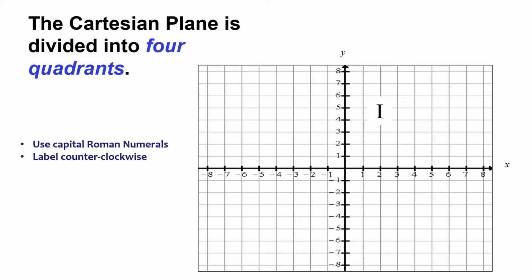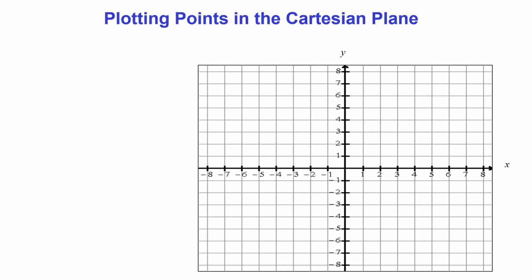The Cartesian plane is divided into 4 quadrants, and the numbers are coming up there. They are in capital Roman numerals, and they are labeled counterclockwise. The first quadrant is this one here. So always remember the first one is the top right, and then 2, 3, 4. It goes around this way, and it always goes around that way. So as soon as you draw an X and Y axis, then you have it divided into 4 parts, right? 4 quarters or 4 quadrants.